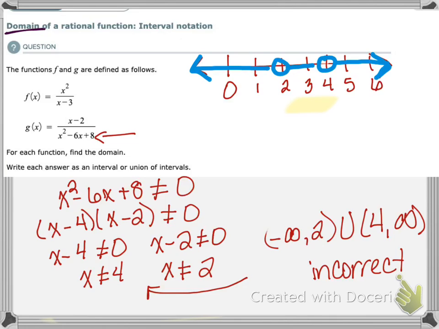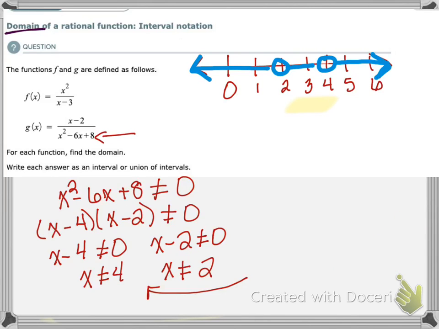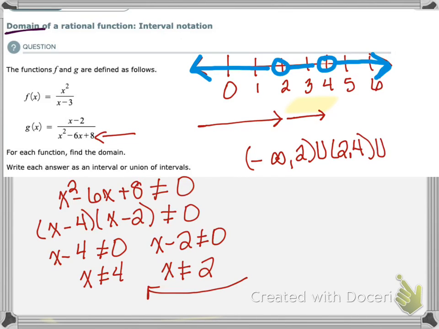So drawing a number line when you're having to figure out what the domain is prevents you from making some of those mistakes. So we're going to start down here at -infinity. So I have -infinity, and I go all the way to 2. Then I have union, and I have 2 to 4. And then I have another union, and I have 4 to infinity. And so that is my answer in interval notation.